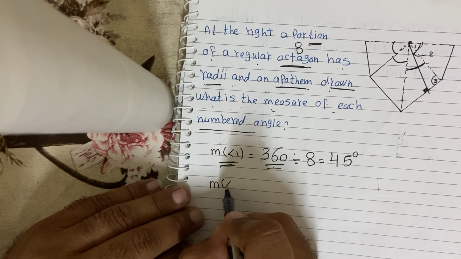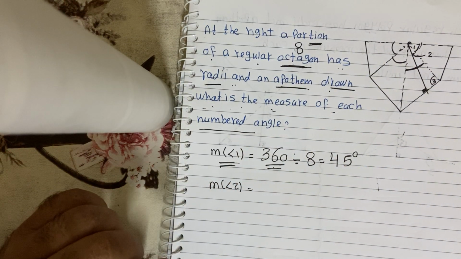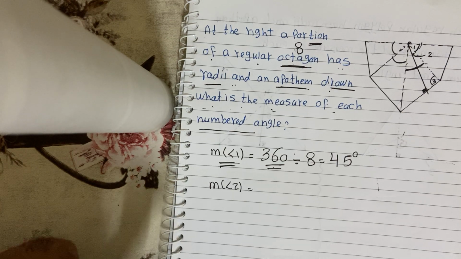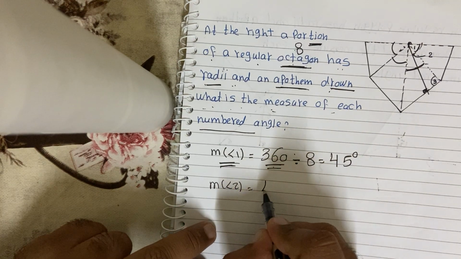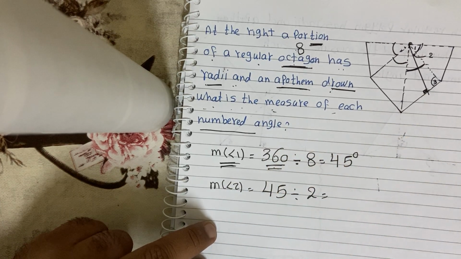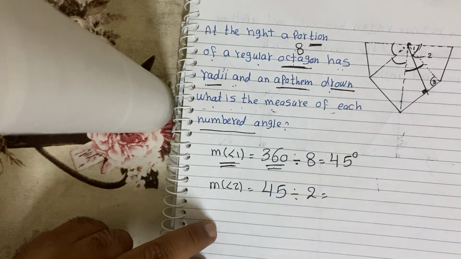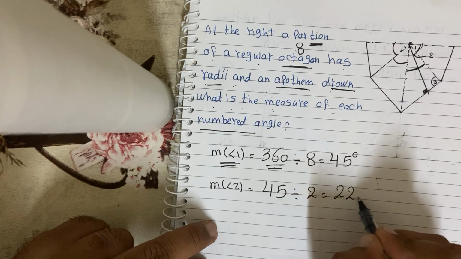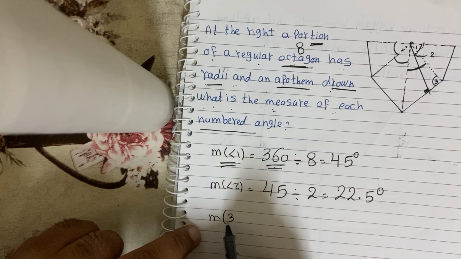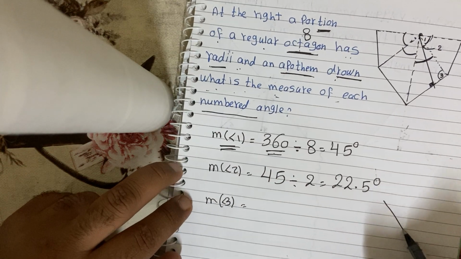What about the measure of angle 2, which is between the apothem and the radius? As I told you before, the apothem divides the vertex angle into two congruent angles. So I will do 45 divided by 2. 45 divided by 2 is 22.5 degrees. What about the measure of angle 3? It is inside the triangle. The triangle is like that.